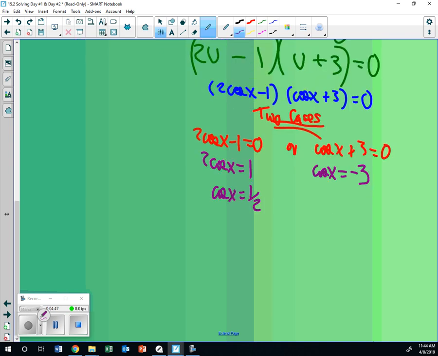Well, tell me about this one. Cosine only goes up to what? 1. And down to negative 1. Does it ever get down to negative 3? No. Never. No solutions for that. We love this because it's a lot less work now with that part gone.